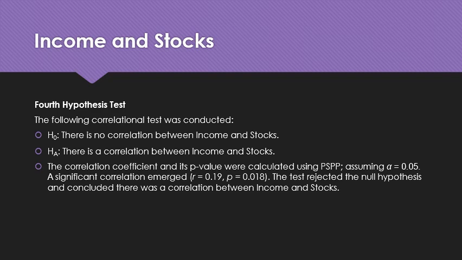A significant correlation emerged where the coefficient was 0.19, the p-value was 0.018. The test rejected the null hypothesis and concluded there was a correlation between income and stocks.